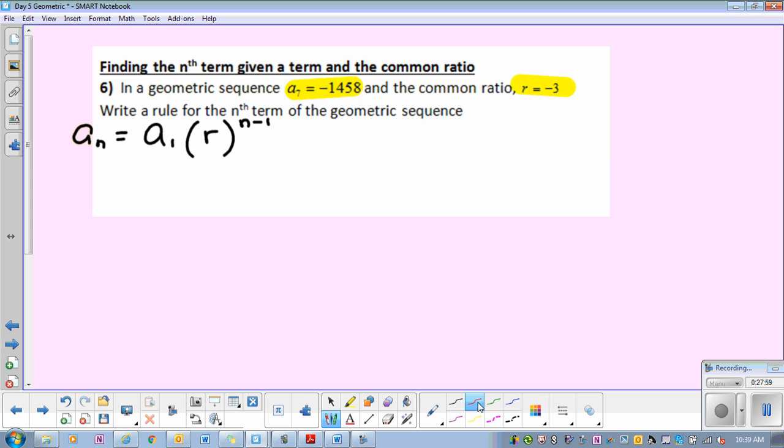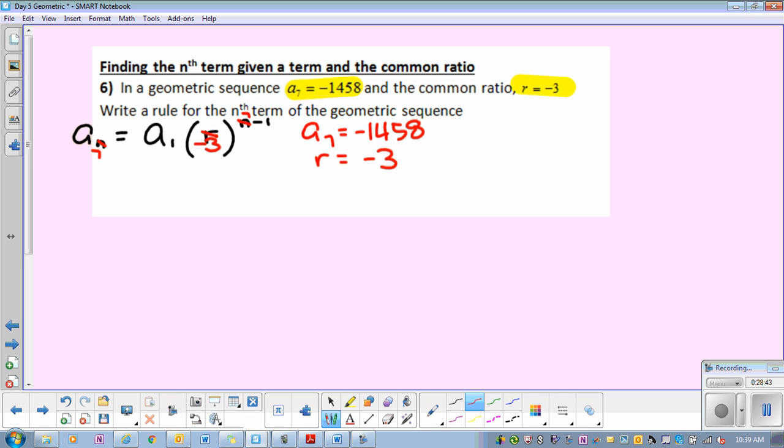Guys, what do you know? You know that a sub 7 equals negative 1,458. r equals negative 3, right? So, let me see. This 7, well then that's my n, right? So then that's my n, well then that's also my n. Yeah? My r is negative 3, right? Yeah.